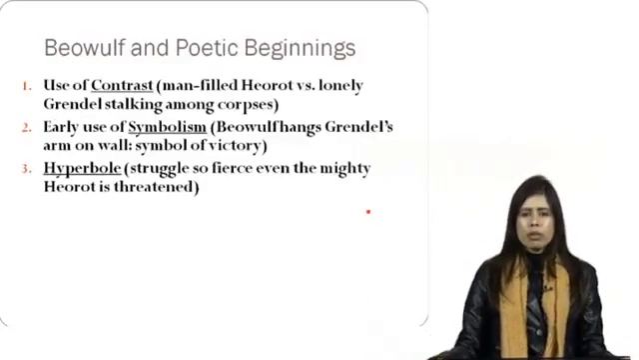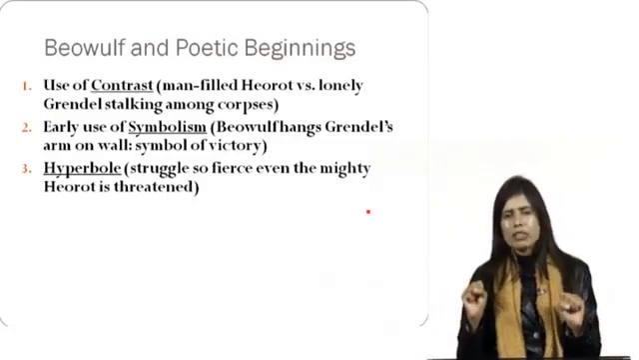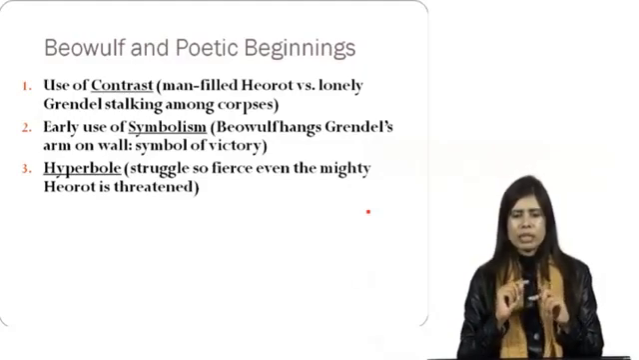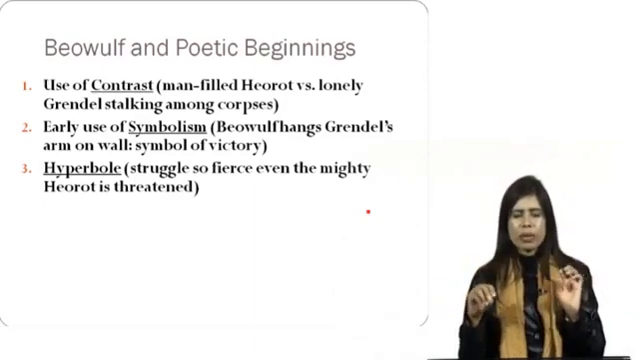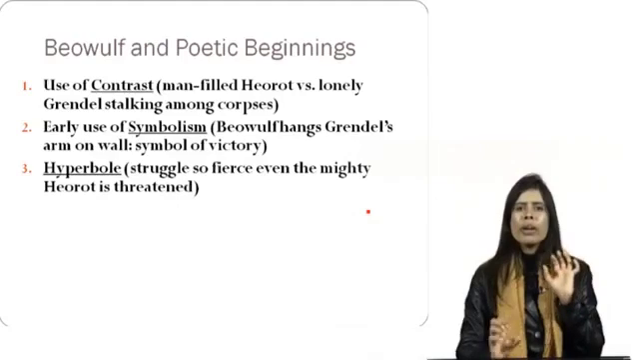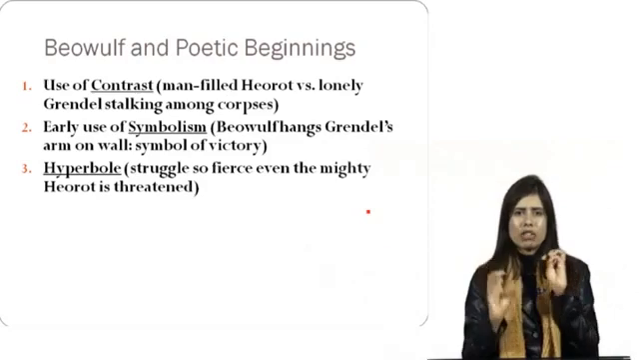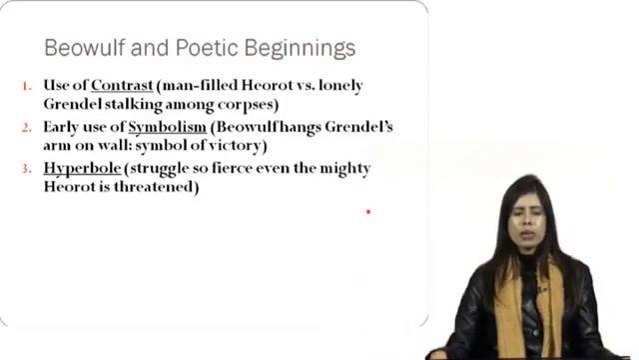Okay, with Beowulf there is a proper beginning of poetry in the Anglo-Saxon period. Now, the poetic devices which were used in Beowulf. There are many contrasts, for example, man-filled hall versus lonely Grendel walking among corpses. Grendel is also one of the characters over there. So here you can see the contrastive elements. This is how the poet, the anonymous writer of Beowulf, contrasted different people with different things.